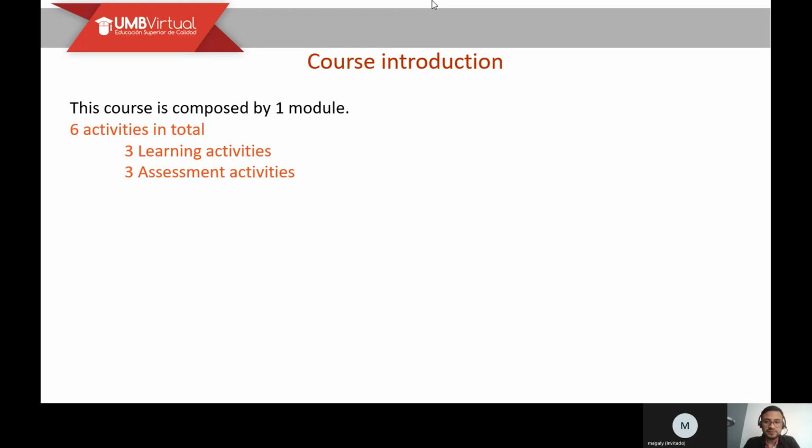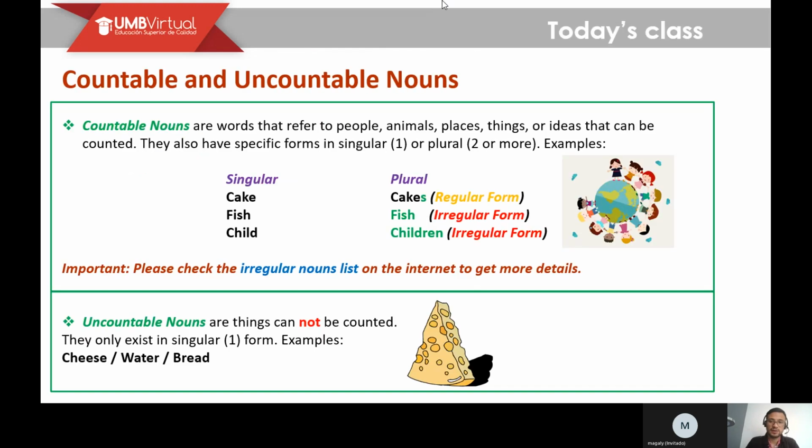So, to start, we have the course introduction. Remember that our course is composed of 6 activities in total, 3 learning activities and 3 assessment activities. At the end, we are going to remind a little bit the difference between learning activities and assessment activities. Over here, we have countable and uncountable nouns. We are going to start already with the topic's explanation. For Magali, if at any moment you need clarification or to repeat something, just let me know, please.